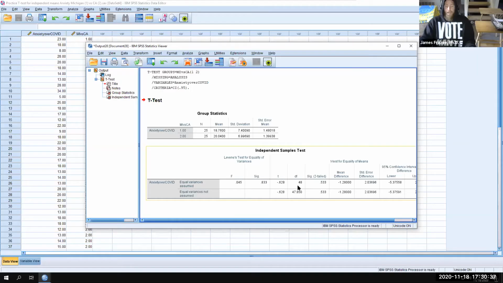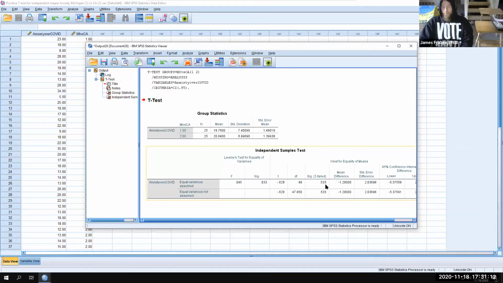Well, if we expected to see 2, we saw less than that. It doesn't bode well for us to be able to reject the null and say that these 2 groups of people are different. In fact, we can't. We see here the significance is 0.533. What does that mean? Well, it means half the time that you randomly select 2 groups from the anxiety of COVID population, you're going to get that big of a difference or more.